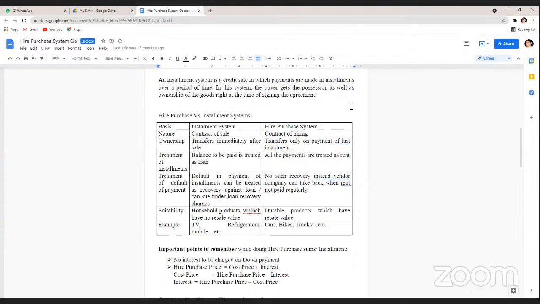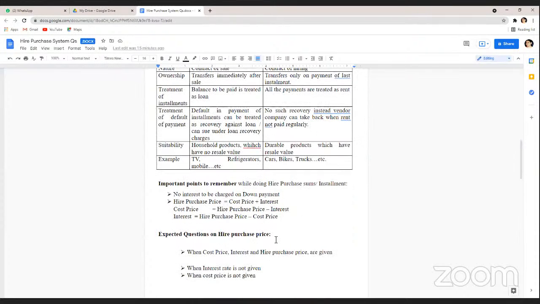You cannot rent a mobile, right? You cannot rent a TV. You cannot rent a refrigerator. Whereas under hire purchase, the durable items which have resale value, which can be insured and which cannot be destroyed, we can view under the hire purchase system, like cars, bikes, trucks. See, we used to hire cars, bikes, and trucks, right, and pay rent for the period that we use, right? So that way you remember. These are the major differences between hire purchase and installment.